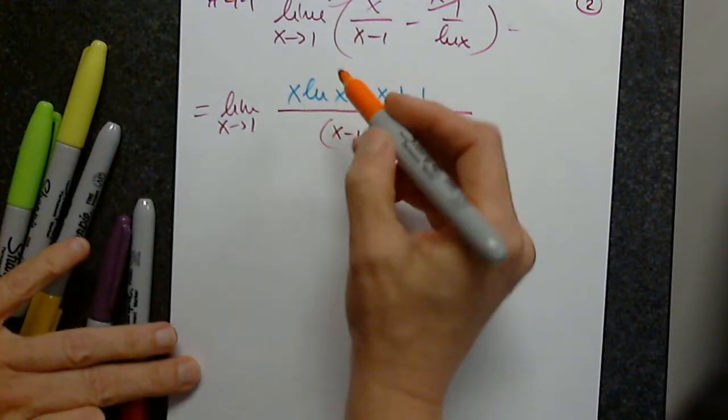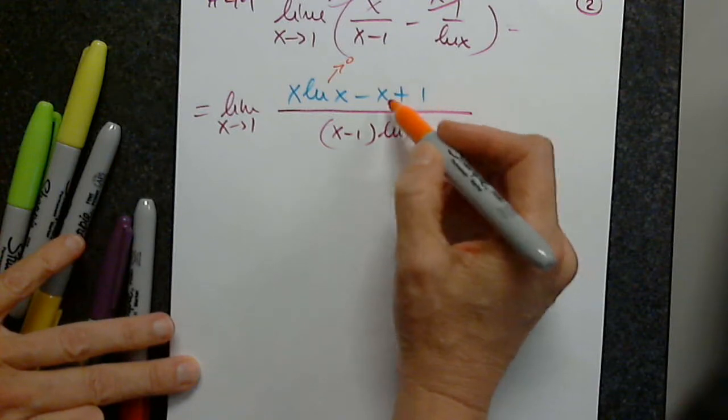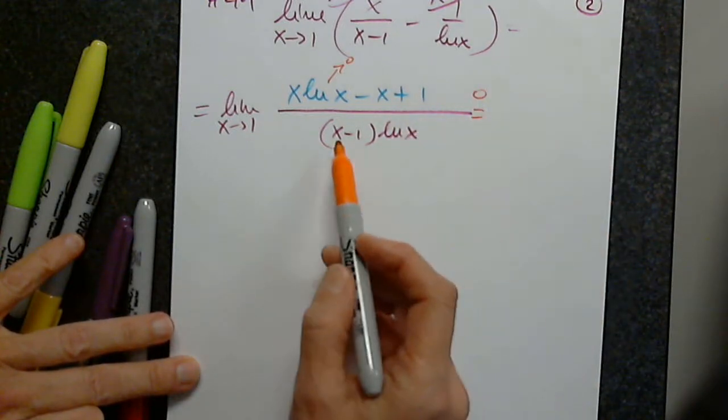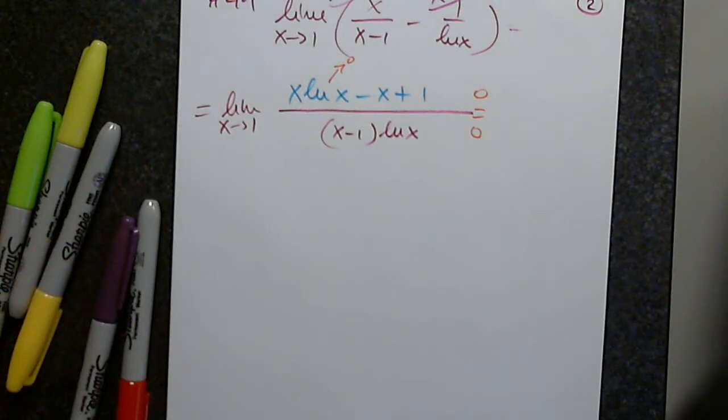So when x is 1, this is 0, and this is negative 1 plus 1, which is 0. So the top is definitely 0. This is 0, and this is 0. So the bottom is 0. So both conditions of L'Hopital's rule are fulfilled, meaning a ratio and 0 over 0.